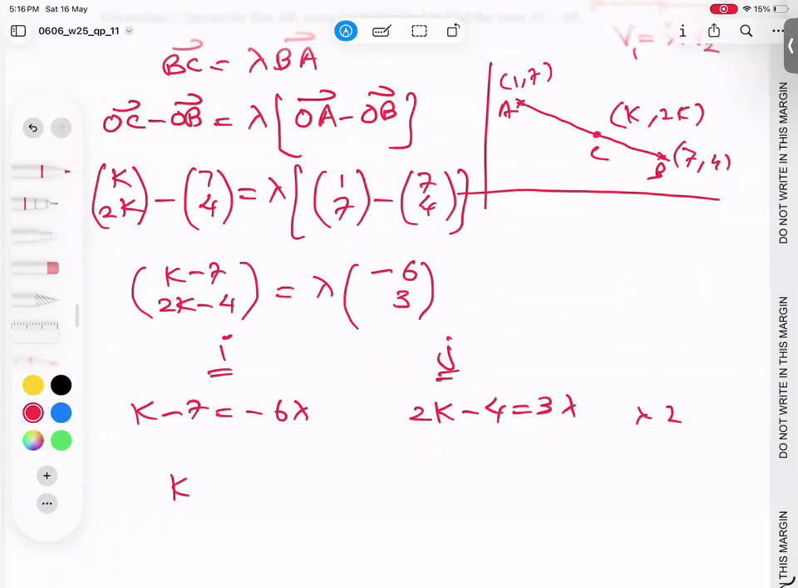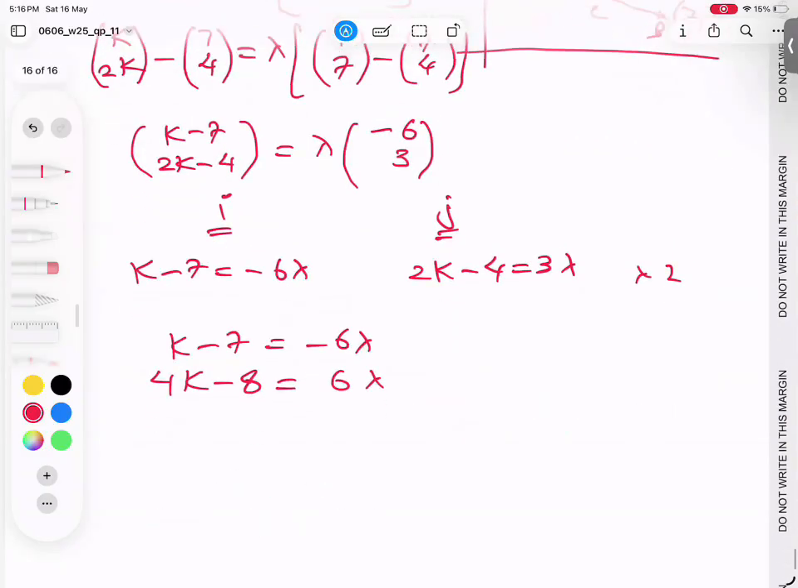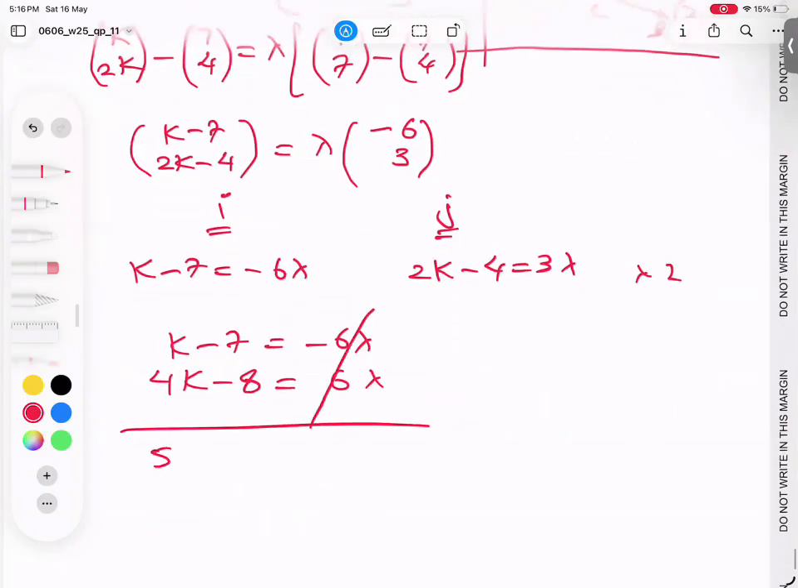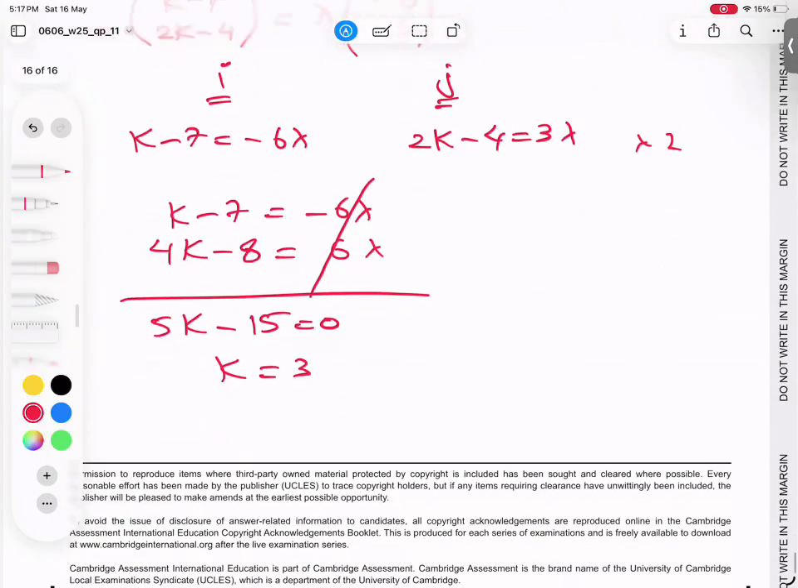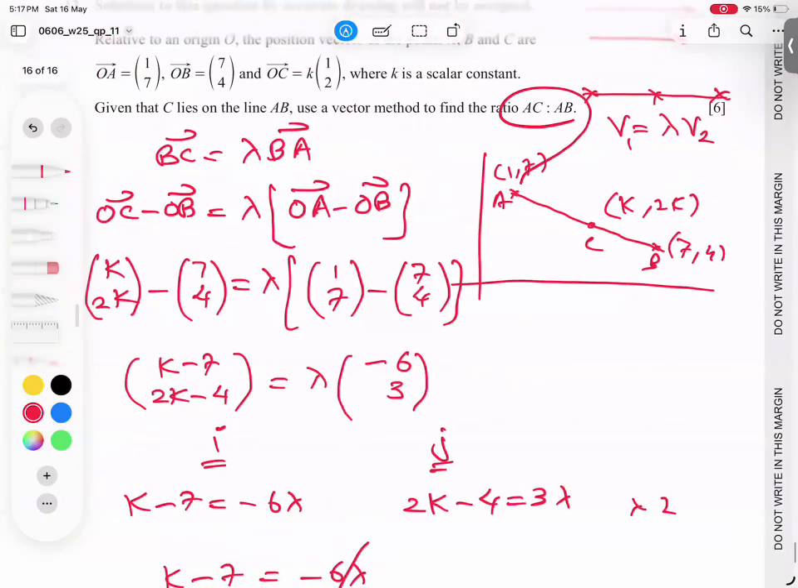So K minus 7 equal to negative 6 lambda, times 2 each value. I'm getting 4K, 2 4s are 8, and 6 lambda. This cancels. 5K minus 15 is equal to 0, and K value is 3. What he was asking: find out the ratio of AC and CB. So now I got a K value, I can find the AC and CB ratio easily.